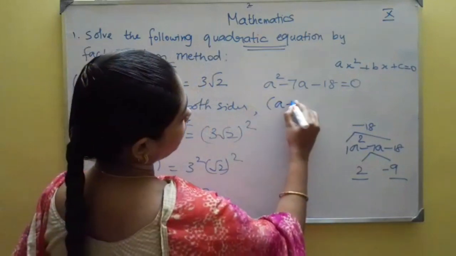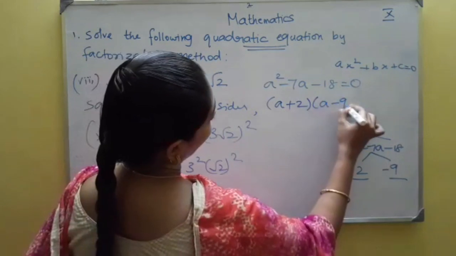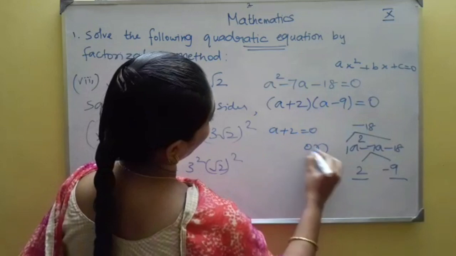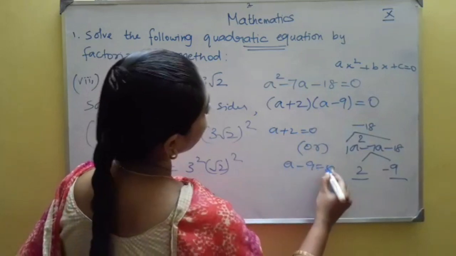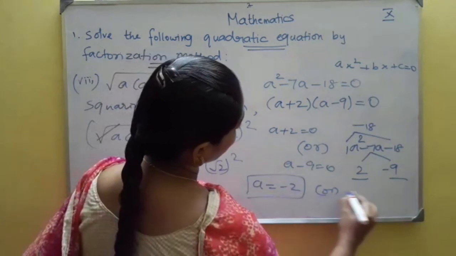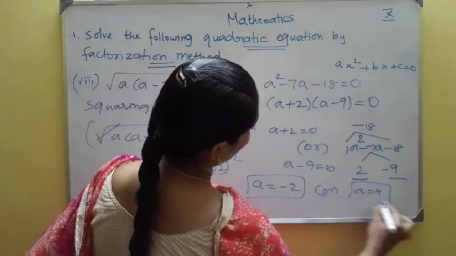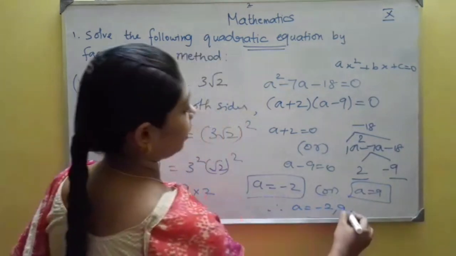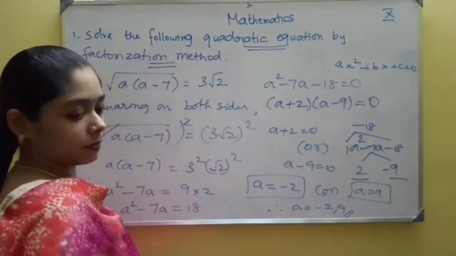So write this as a plus 2, a minus 9 equal to 0. Now write a plus 2 equal to 0 or a minus 9 equal to 0. Then you will get a equal to minus 2 as one value and one more is a equal to 9. No? So while expressing your solution, a equal to minus 2 comma 9. Okay.